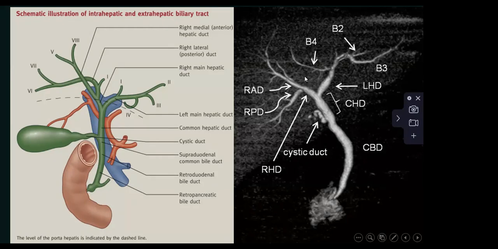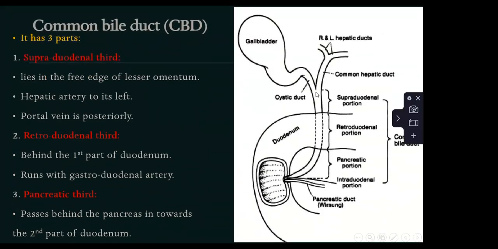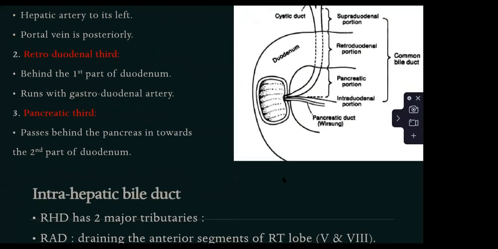This MRI view illustrates the same thing. We can see here the right anterior and right posterior hepatic ducts joining together to form the right main hepatic duct, which unites with the left hepatic duct to form the common hepatic duct. The common hepatic duct receives the cystic duct to form the common bile duct, which opens at the second part of the duodenum. We said that the common bile duct has 3 parts: supraduodenal, retroduodenal, and infraduodenal or pancreatic part, which receives the main pancreatic duct and opens at the second part of the duodenum.